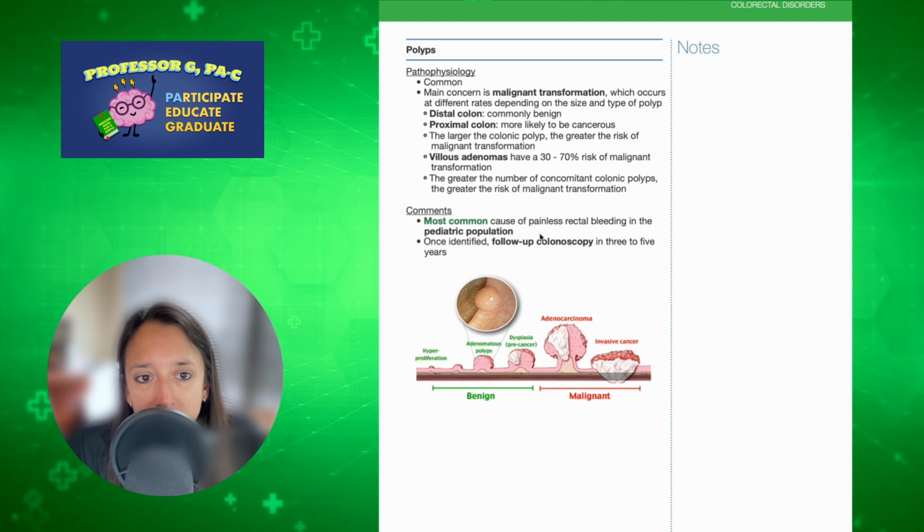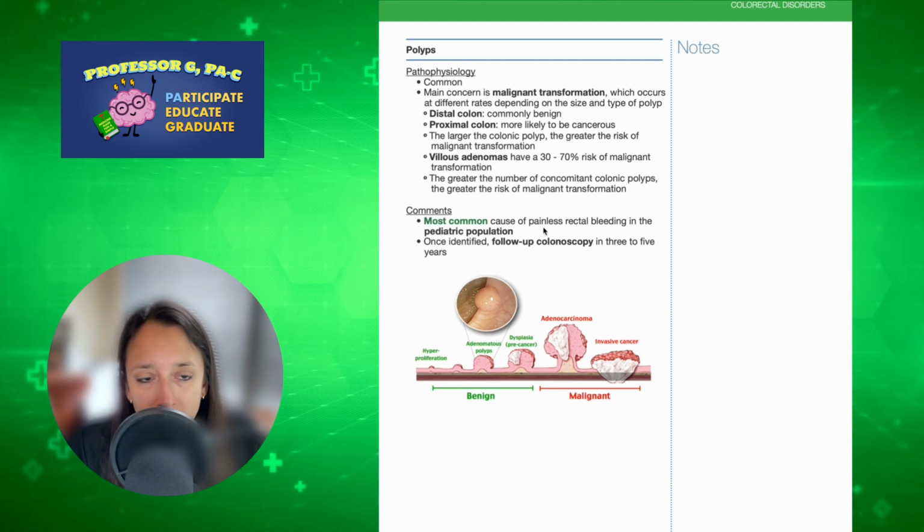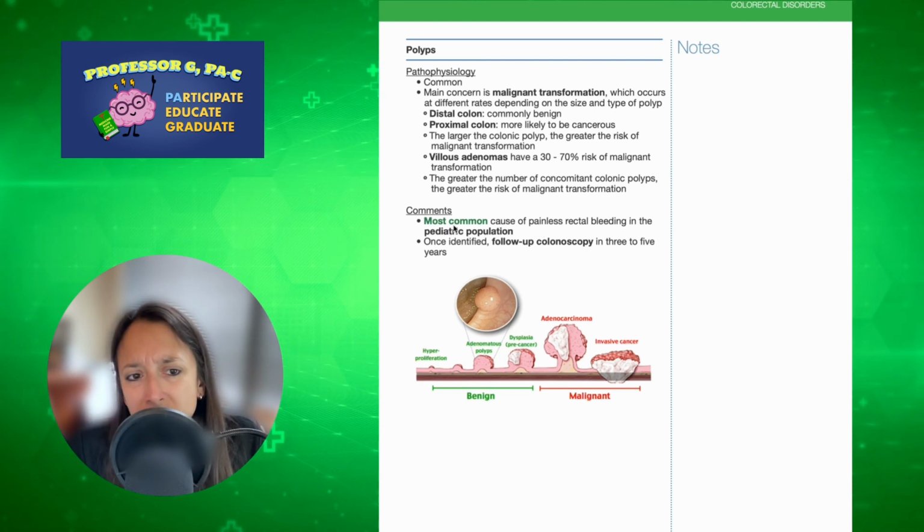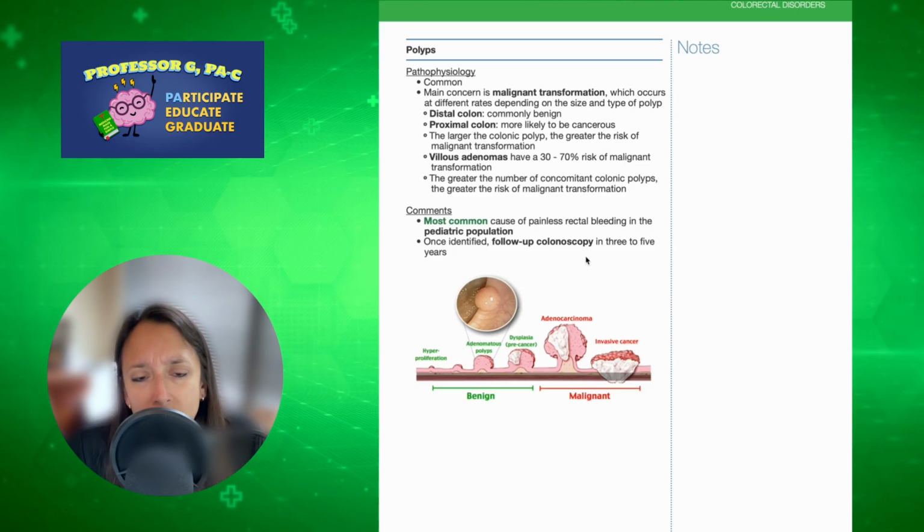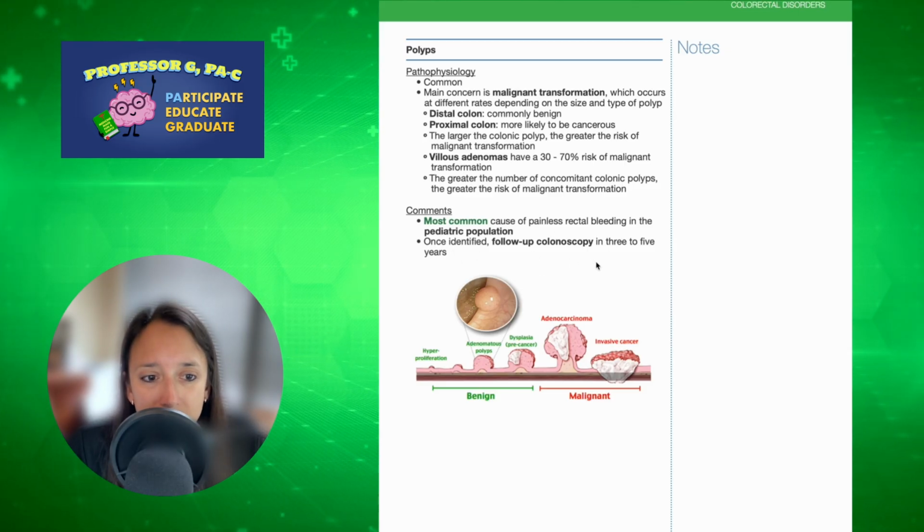And then most commonly, it will cause painless rectal bleeding, especially in the pediatric population, which I didn't know. And once identified, we'll do follow-up colonoscopies. Okay.